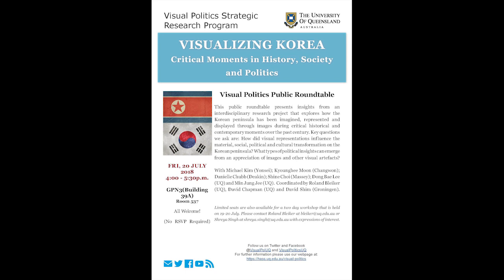So I'm going to just say a few opening remarks about the project overall, its rationale, and introduce the speakers afterwards. The main objective is to understand how visual representations shape critical moments in Korean history, society, and politics. And we understand visuality very broadly, not just photographs and images. We have some papers, for instance, that deal with the color red and its significance on the Korean Peninsula. We have papers that deal with monuments, with a range of visual artifacts and images. So the visual is a very broad concept.